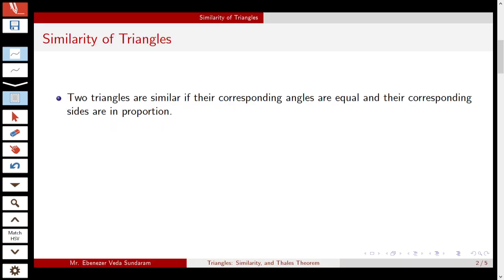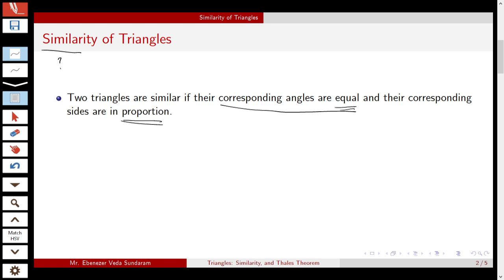So when do we say two triangles are similar, right? What do we mean by similar in the first place? We say similarity is like identical twins. They are two different things, but they are the same. So we say two triangles are similar if their corresponding angles are equal and their corresponding sides are in proportion.